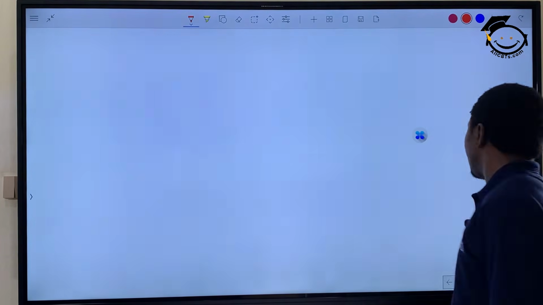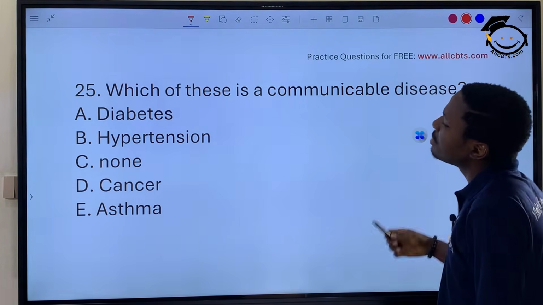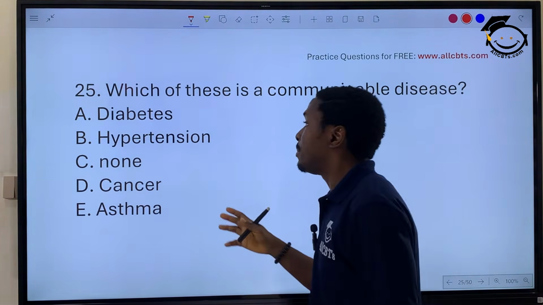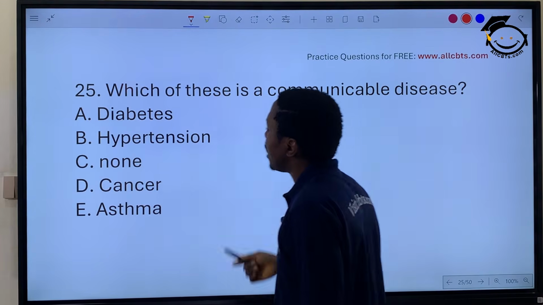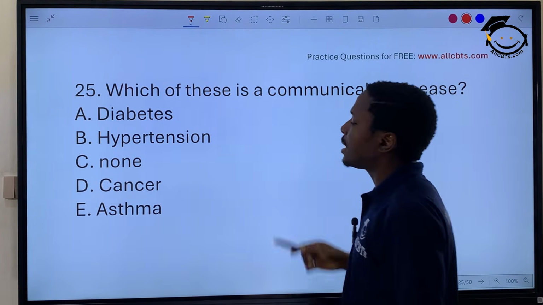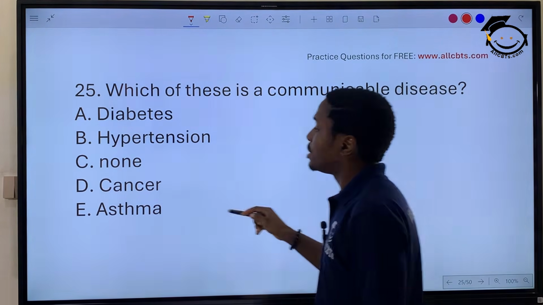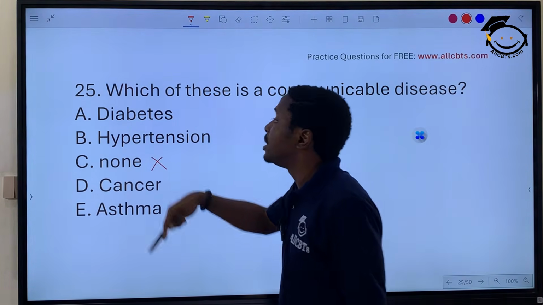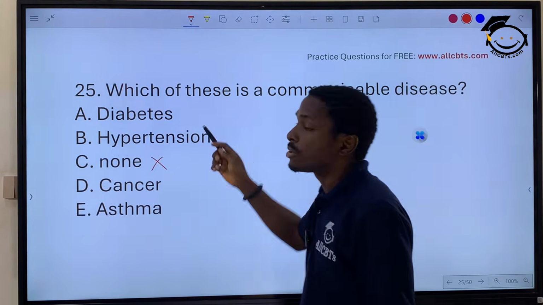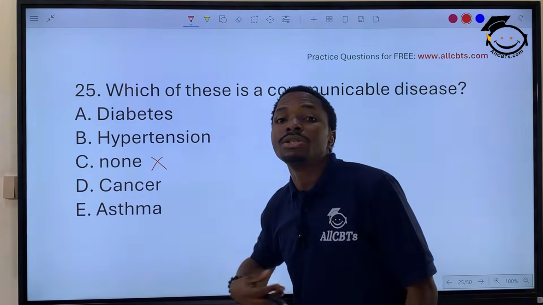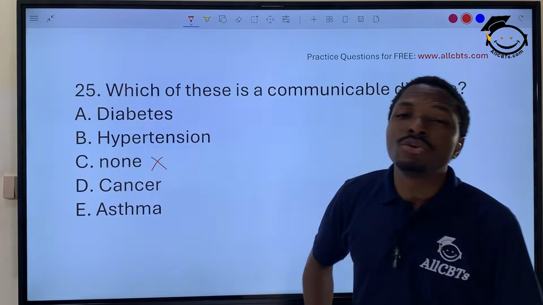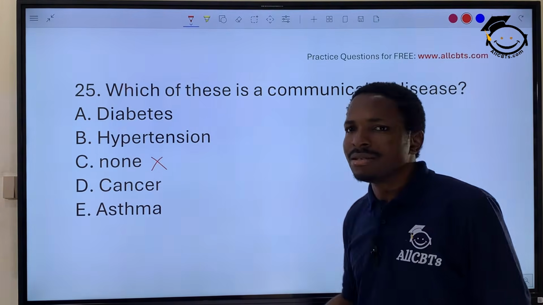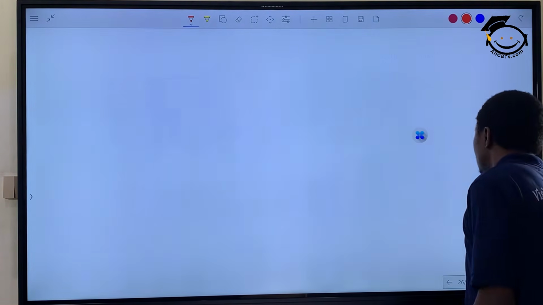Option A. 25. Which of these is a communicable disease? That's a disease that can be passed. You have diabetes, hypertension, none, cancer, and asthma. Yes, so none is the correct answer. None of these is communicable. These are lifestyle-based. They come as a result of a lifestyle. They don't come through contact. I get it now. Okay.